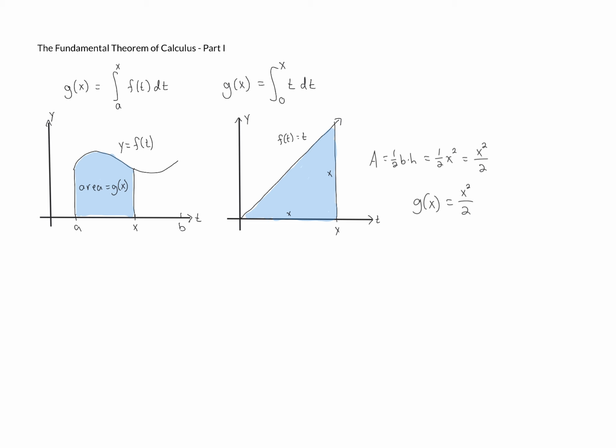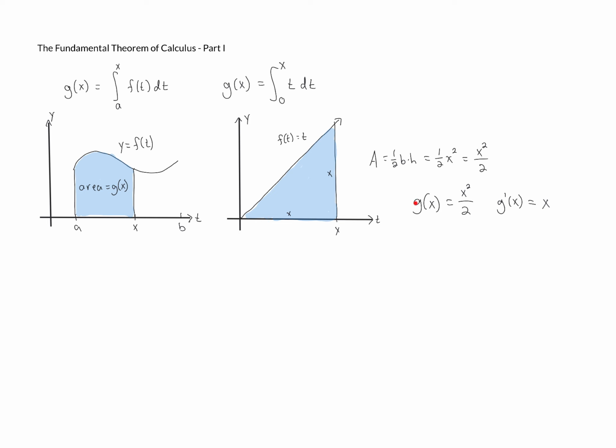That's the area so far function. And I want to point out something interesting about this. If we look at this function and we take the derivative of it, g prime of x, well, we know the derivative of x squared is 2x, and when we divide that by 2, that just gives us x.